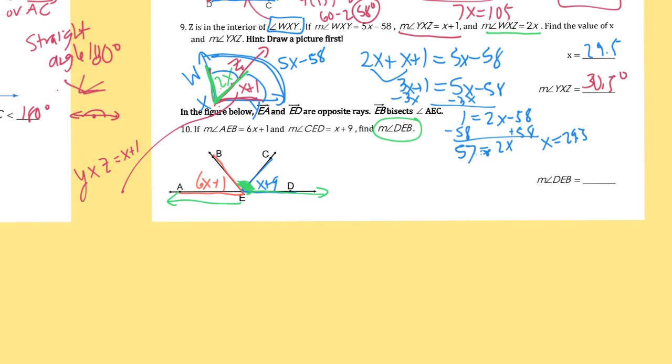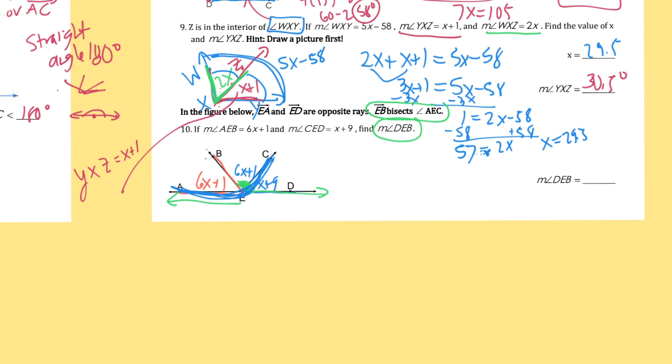Then the part I didn't read was this. EB bisects AEC. What do you mean? Well, look at AEC. You see AEC, that's this right here. And EB chops it in half. The ray EB chops this bigger angle right here in half. So if something's chopped in half, then the two pieces are equal or congruent. So this is 6x plus 1 as well. That's the thing that, if you don't read it, you're not going to be able to do the question.